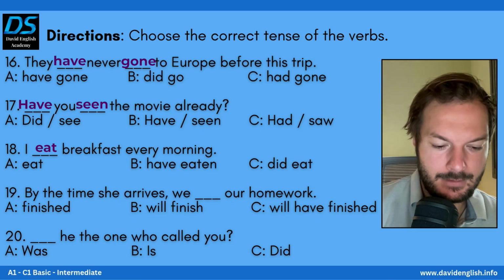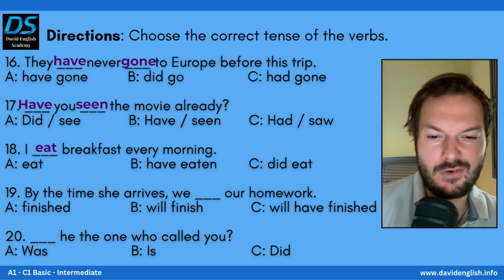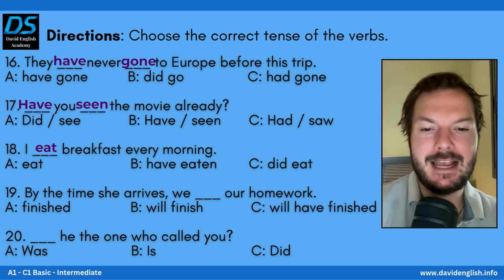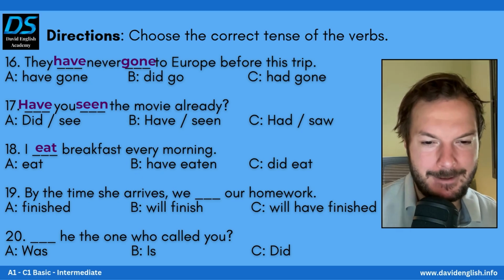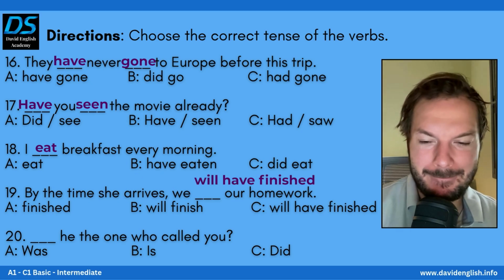And 19, by the time she arrives, we are homework. So let's go. By the time she arrives, is it A, we finished our homework? B, we will finish our homework? Or C, we will have finished our homework? The answer is C, we will have finished our homework.